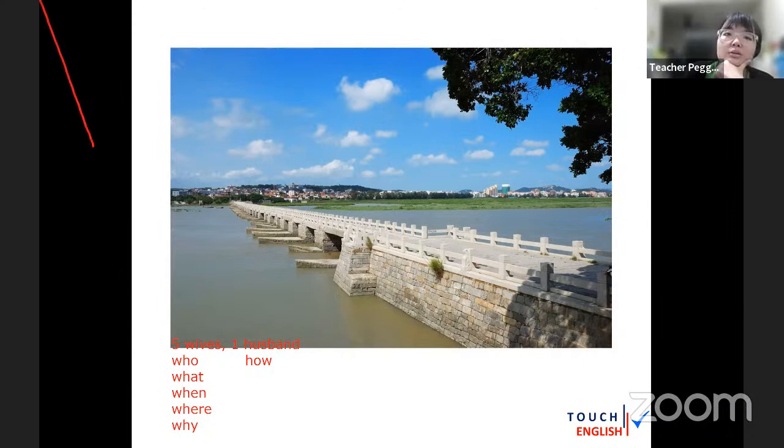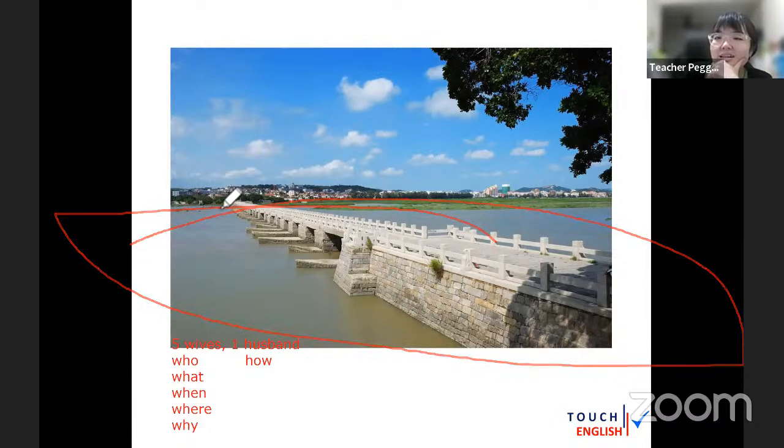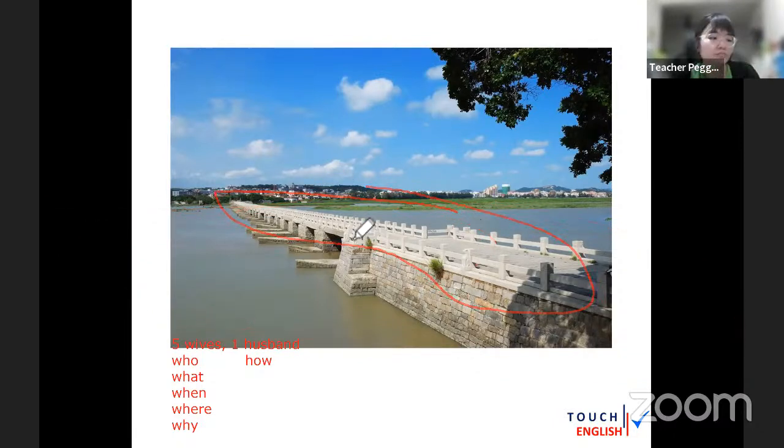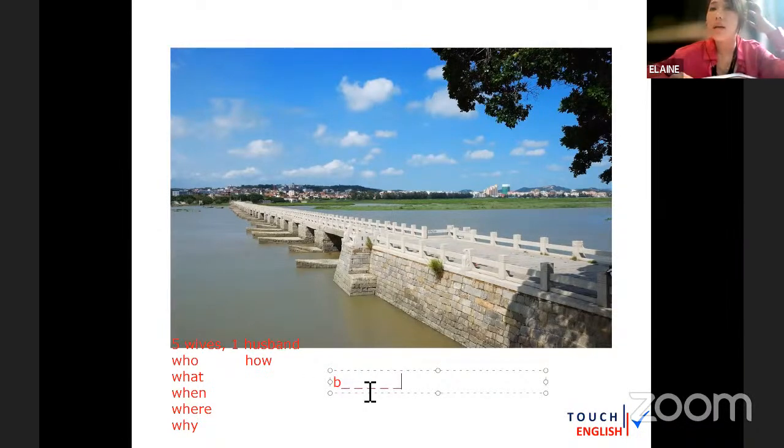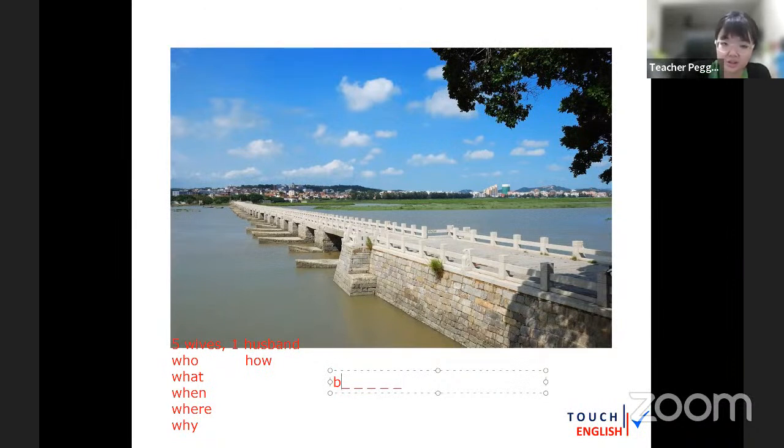And anyone know what is this? How to call this in English? This one? Find out, find out. Hint here is the word starts with B. Bridge. Bridge. Yes, this is a bridge. Exactly. How do you feel about this bridge?